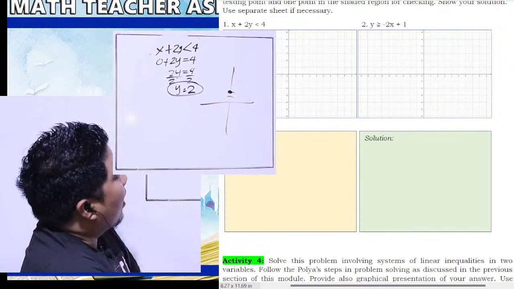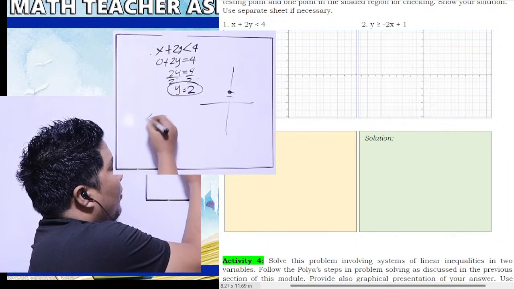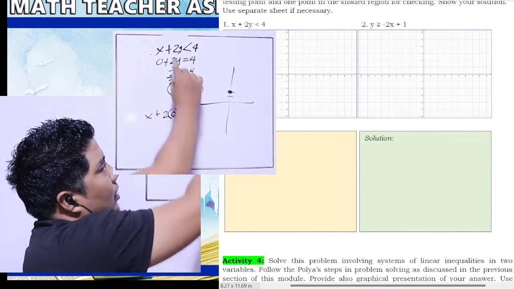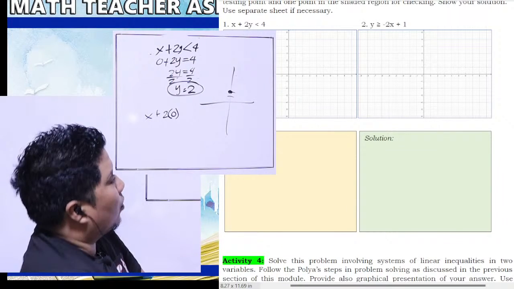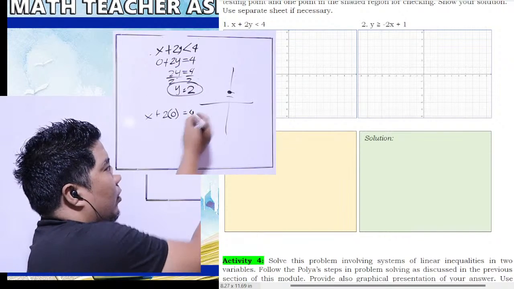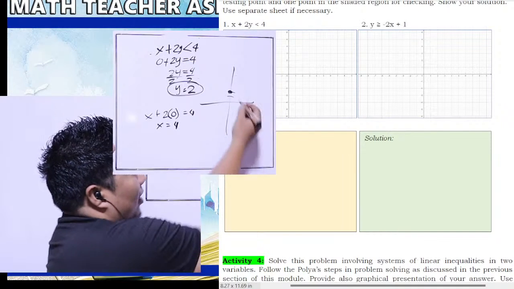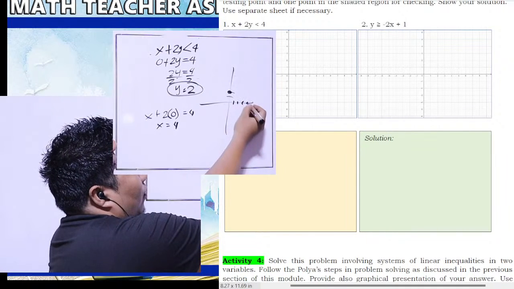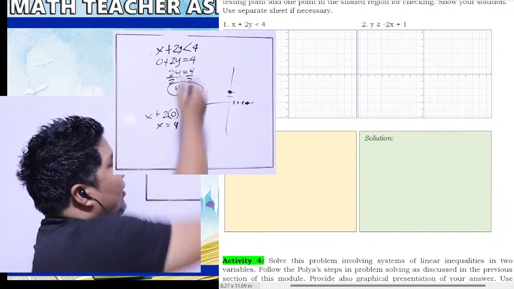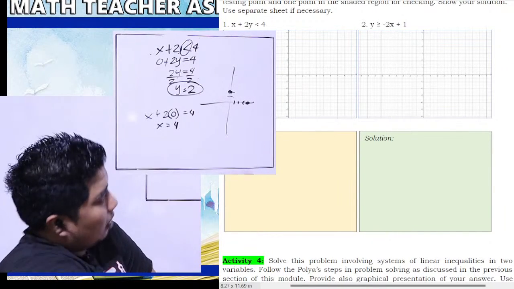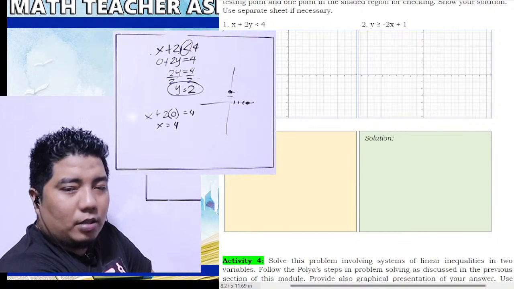Okay. How about x? So, I will make x plus 2 times 0 because in order to solve for x, I will make y as 0. Okay. Is equals to 4. So, this will become x is equal to 4. So, therefore, that is positive 1, 2, 3, 4. So, it is here.